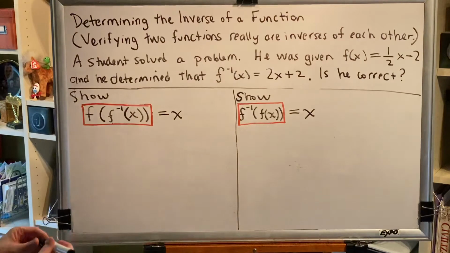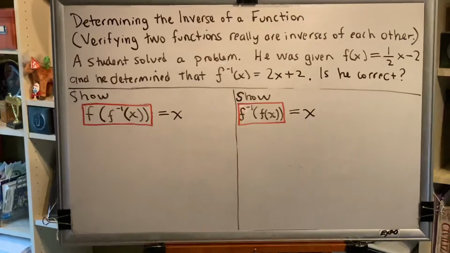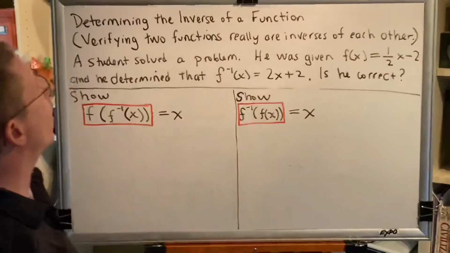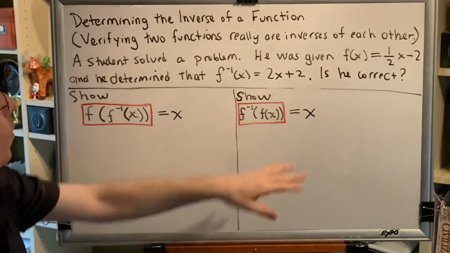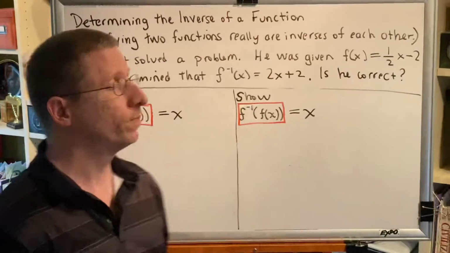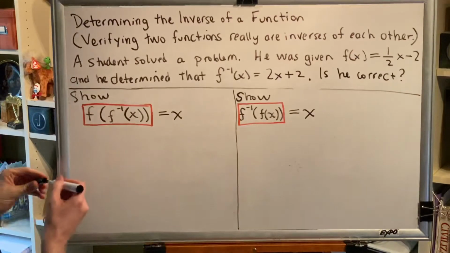All right, well, to know if he's correct or not, we need to take the function f and the function f inverse and compose them in both directions and show that we get x both times, or maybe that we don't. All right, so here's what we're going to do.